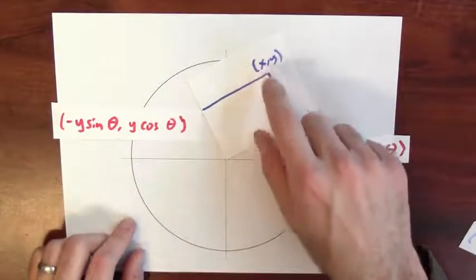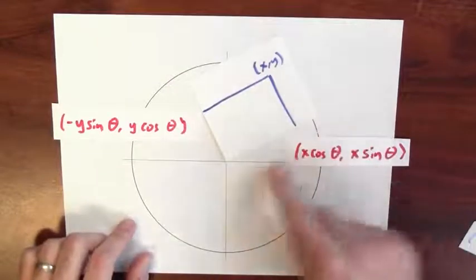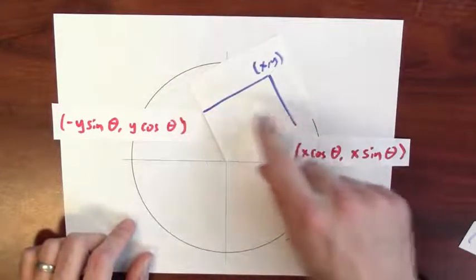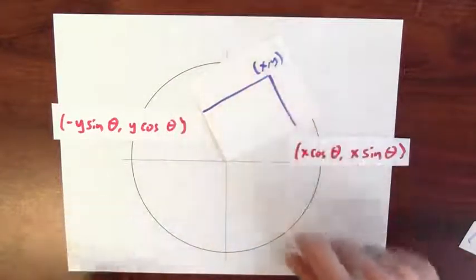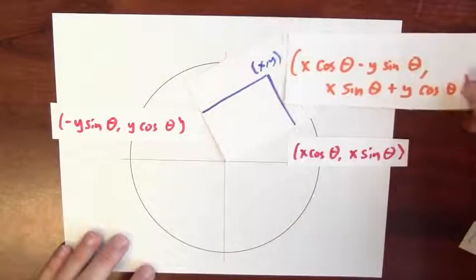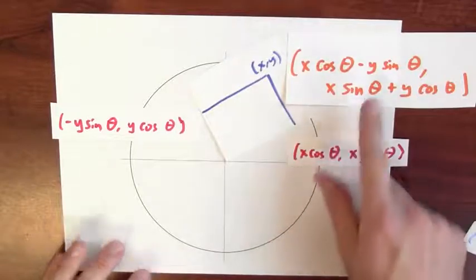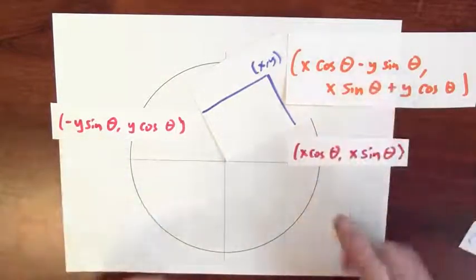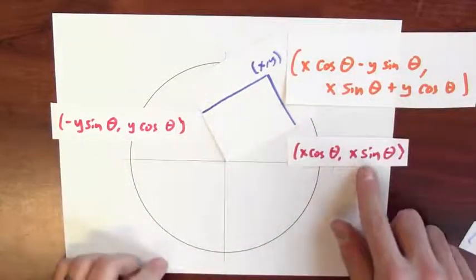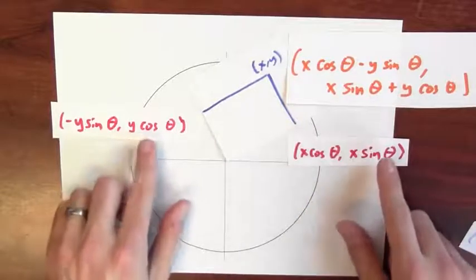Now where does this point x comma y end up? All I have to do is add together these two coordinates to figure out the coordinates of this other point. That means that this point x comma y ends up at x cosine theta minus y sine theta, and its y coordinate is x sine theta plus y cosine theta. So now I know how to rotate a point. How does that help? The goal was to try to justify the angle sum formula.